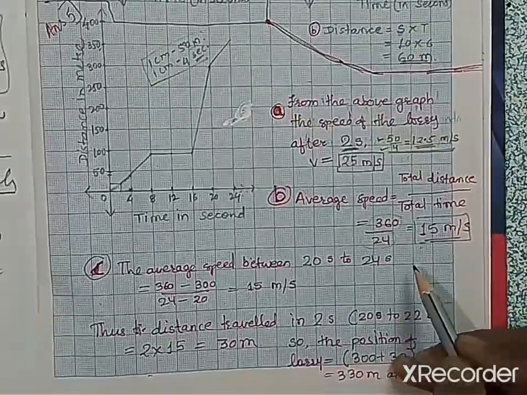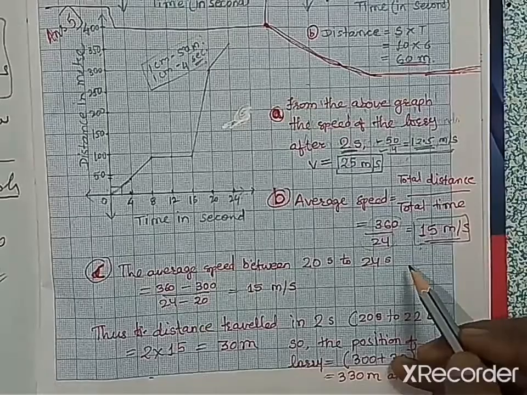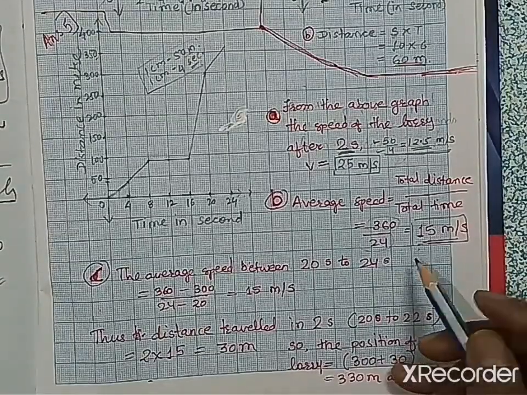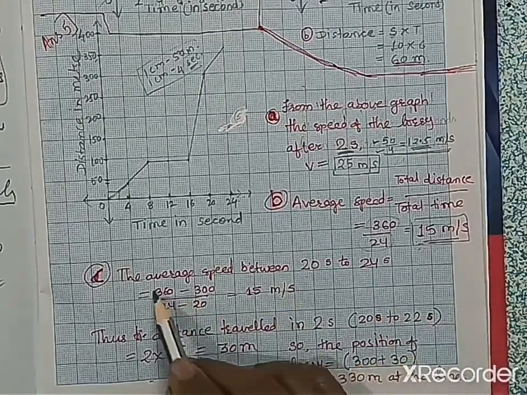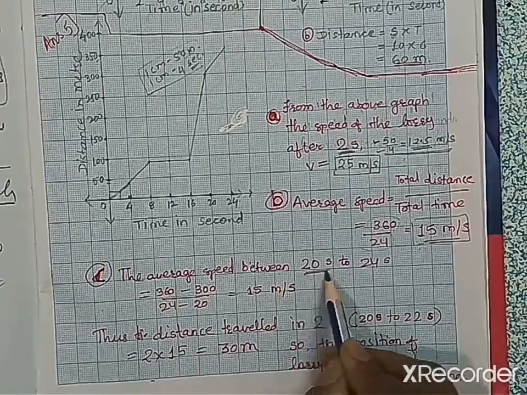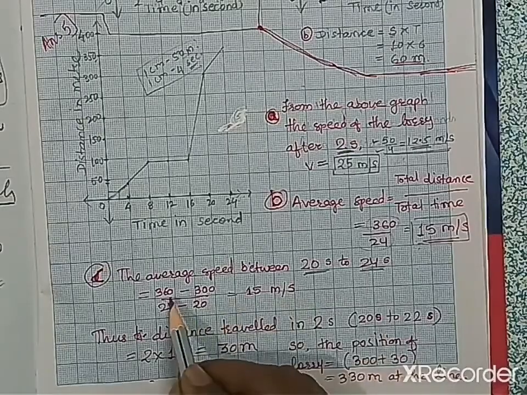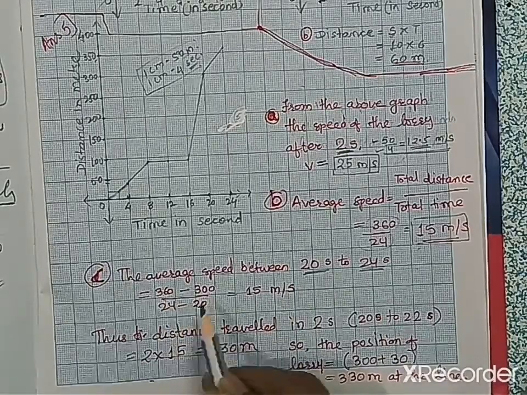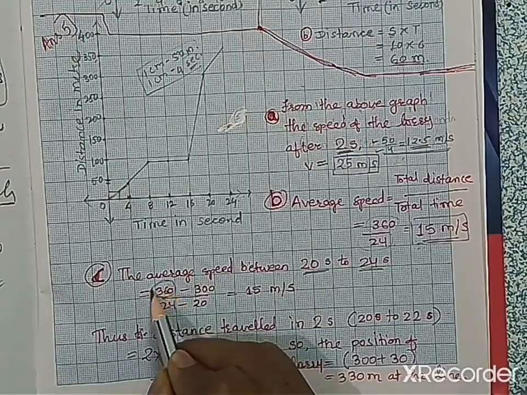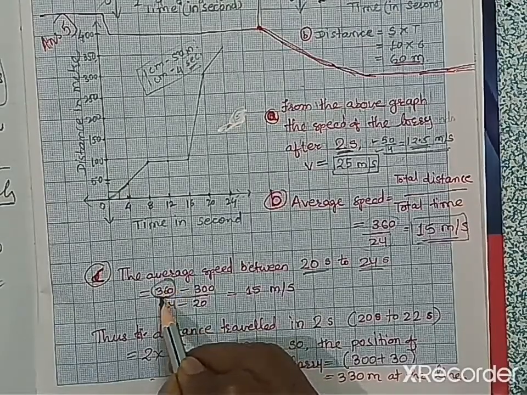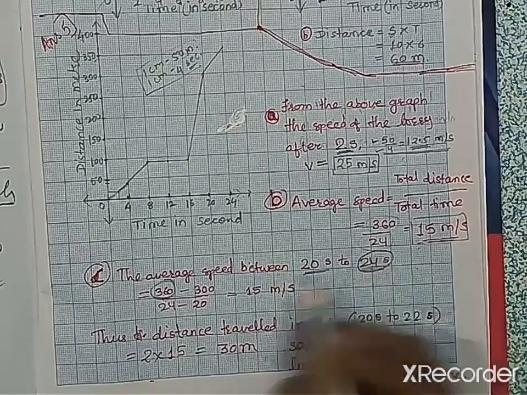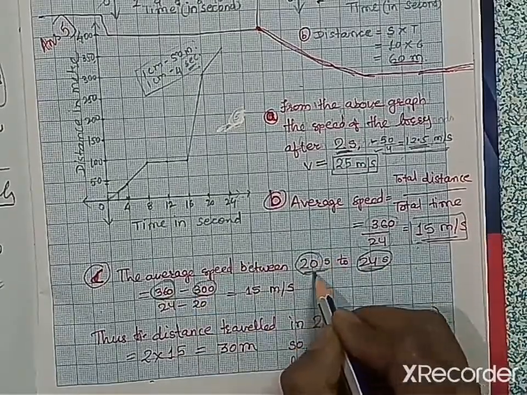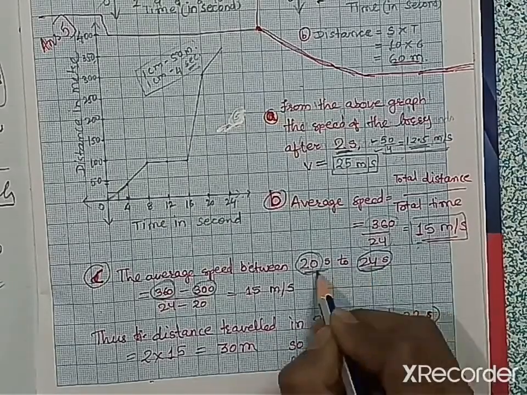Okay, then the next question is we have to find out the position of the lorry at time t, or we can say time 22 second. So the average speed between 20 second to 24 second is 360 minus 300 upon 24 minus 20 seconds. So here what is 360? 360 is the distance covered at 24 second and 300 is the distance covered at 20 seconds. So we have to find out the speed between these two.